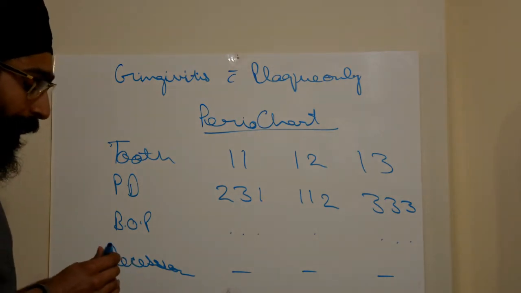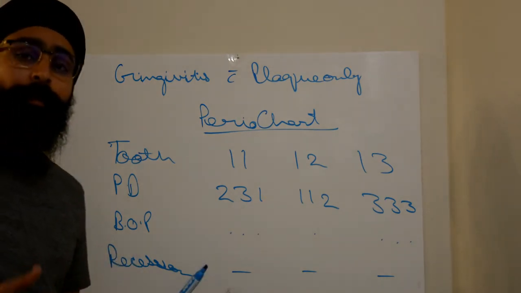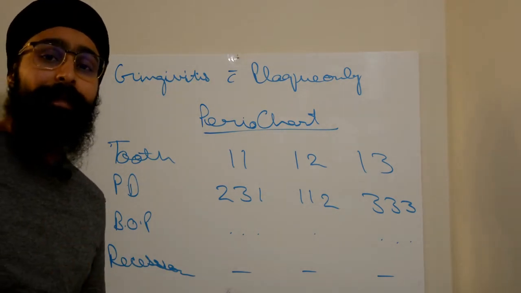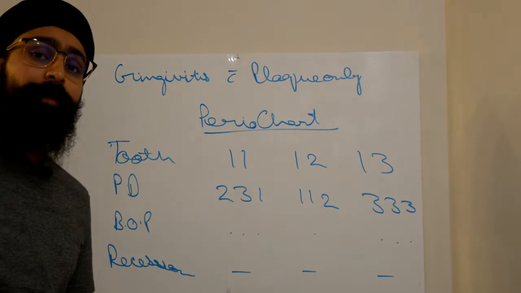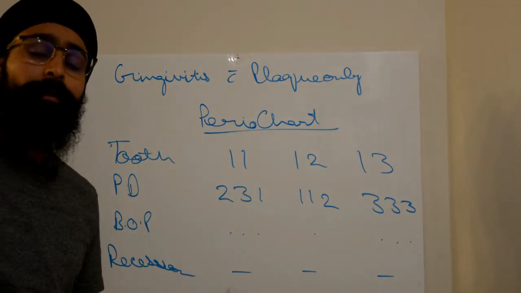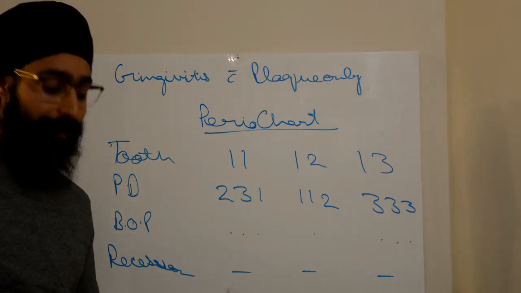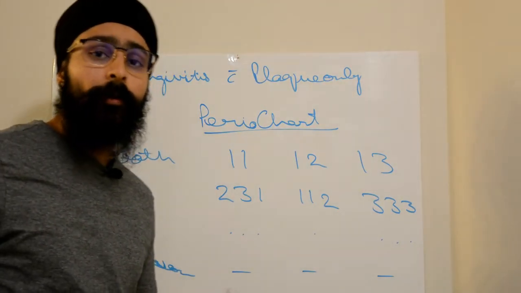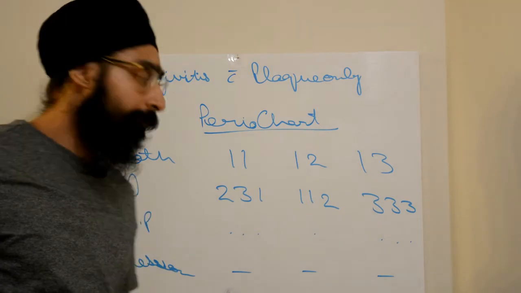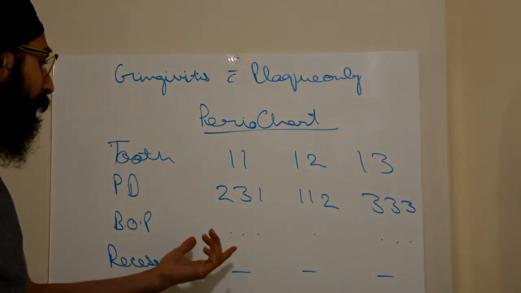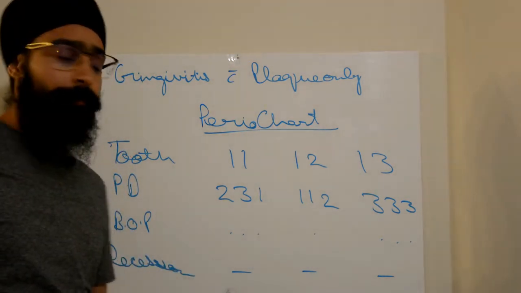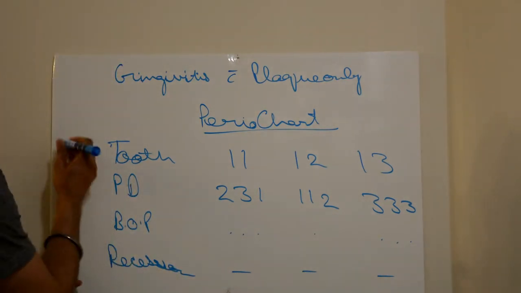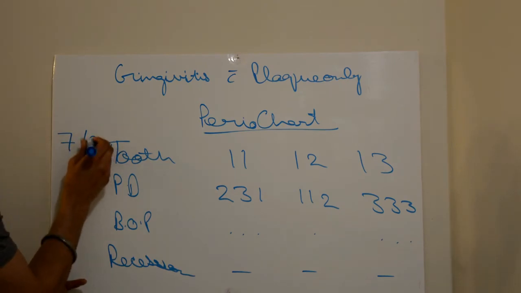Since I had already told you that if everything is normal and bleeding on probing is present at less than 10% of the sites, then we consider it to be normal. But if in the history the patient has already told you my gums bleed when I brush my teeth, or my gums feel slightly swollen, then in this case the condition is not normal, and bleeding is present at 7 sites out of 9 sites.